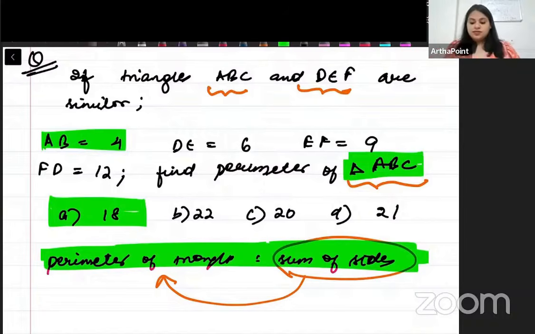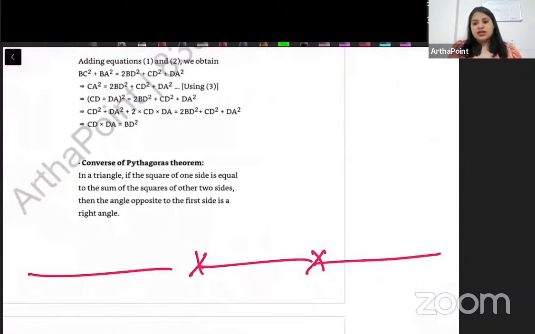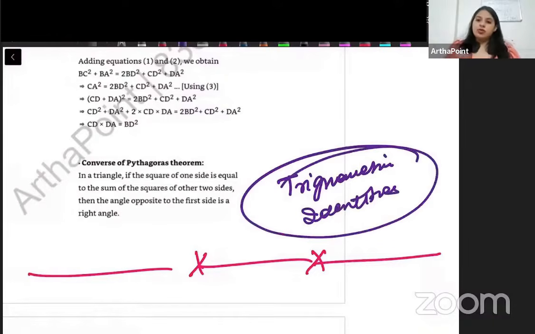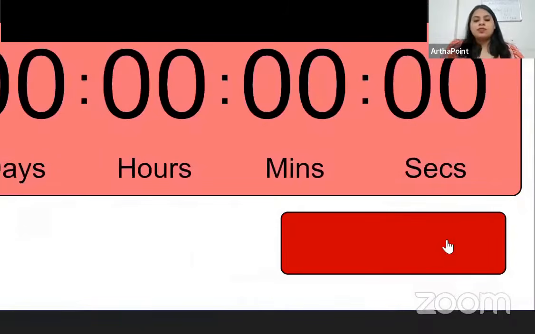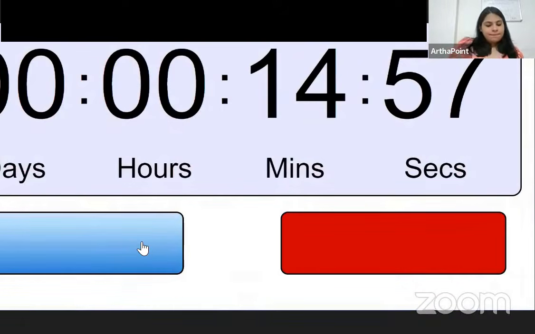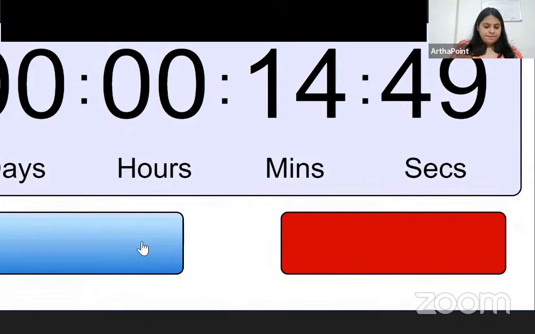So with this, we end the topic of triangles, beta. The next topic that I will be taking after the break is trigonometric identities. And we will revise trigonometry. Okay, let's meet after the break. Thank you.